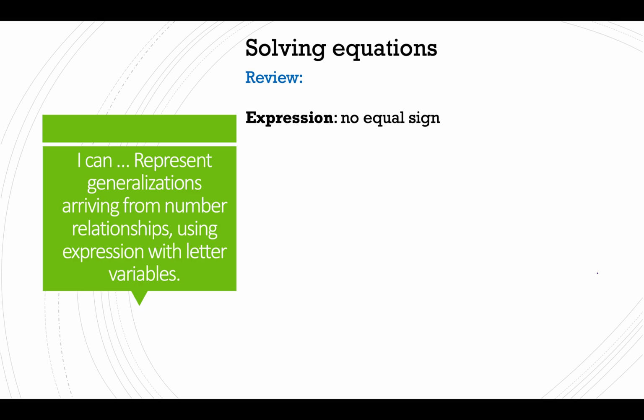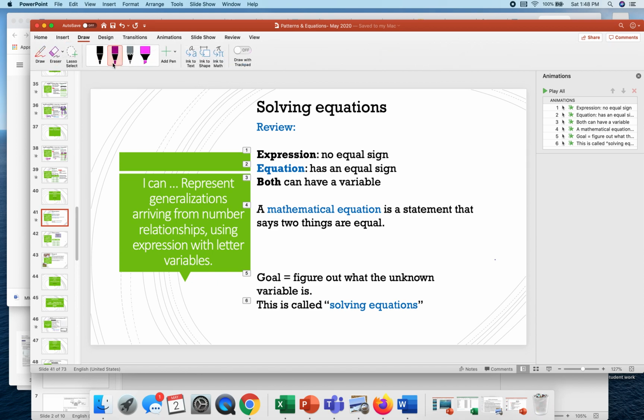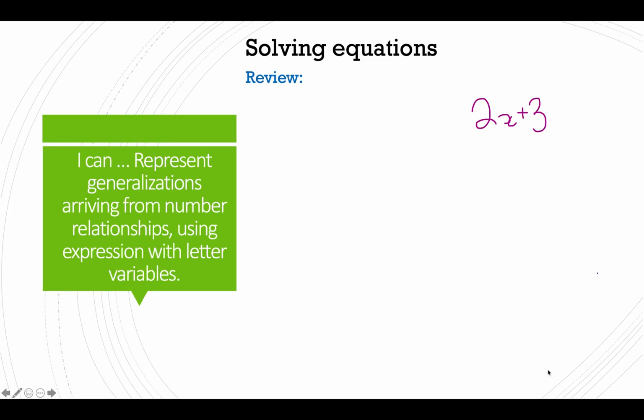So, an expression, which we have been finding, is where there is no equal sign, right? Those are what we've been figuring out, like 2x, for example. I'll just write an example of this. An example could be 2x plus 3, right? That would be an example of an expression. Okay? So no equal sign.